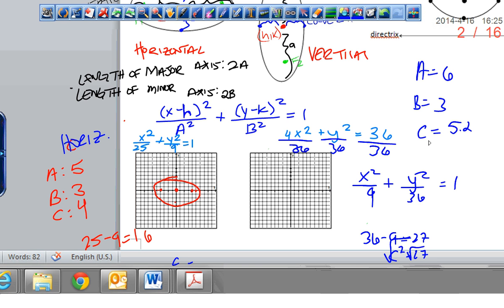So let's graph this. Center is still at 0, 0 because I don't have any h and k. We'll get to one here in a second that has a center that's not at the origin. All right. So we got going up and down 6. Pop my counter right. 1, 2, 3, 4, 5, 6 there. Go down 6. Left 3, right 3. Draw your ellipse. And then go up 5.2, down 5.2. Those are your foci.